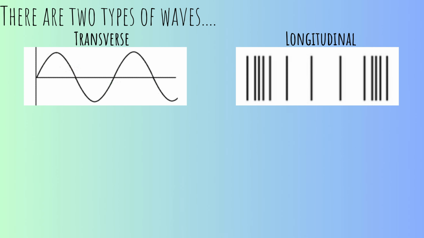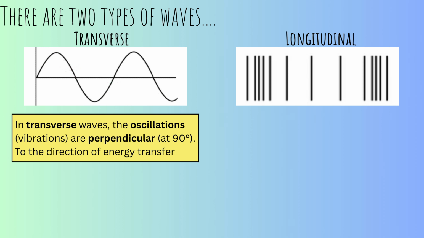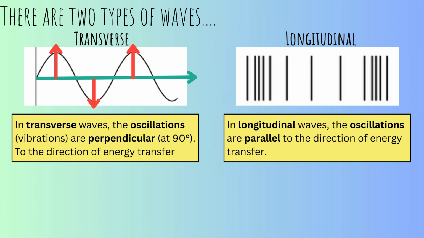The first important definition to remember: in transverse waves, the oscillations move perpendicular to the direction of energy transfer. That is, the waves move up and down, and as it does so, the energy moves at a right angle to that motion. The second important statement is longitudinal waves move parallel to the direction of energy transfer. This means that the wave moves back and forth and its energy is also moving in the same direction.